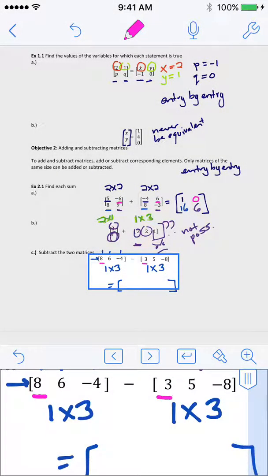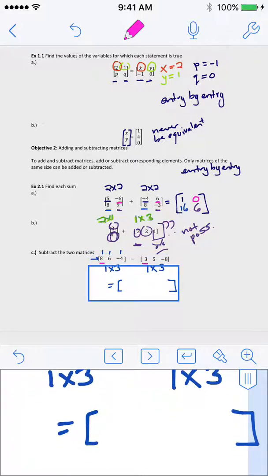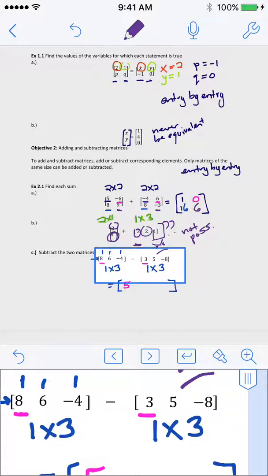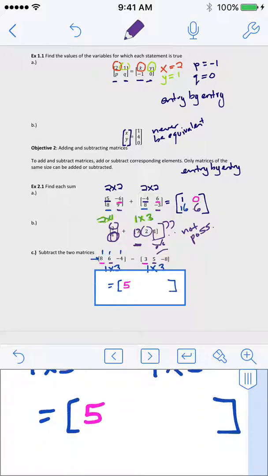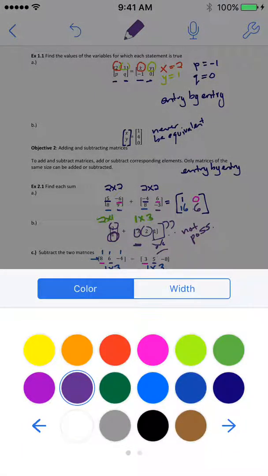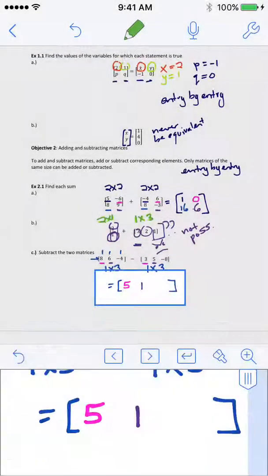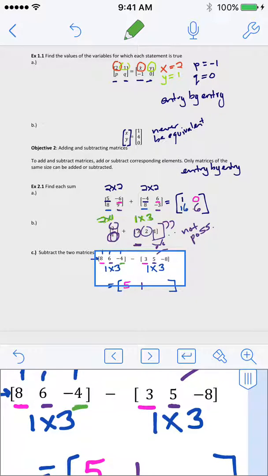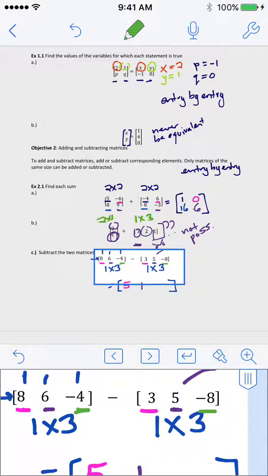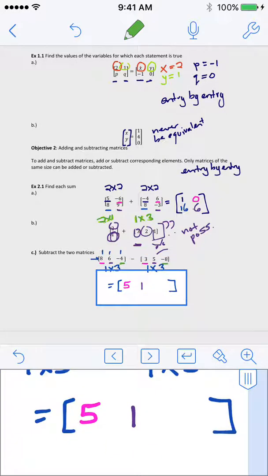We'll do this first. First row, first column, 8 minus 3 is 5. And then, let's not use blue, purple. First row, second column, 6 minus 5 is 1. And then first row, third column, negative 4 minus negative 8, or negative 4 plus 8, would give us a positive 4. And we end up with our new matrix, right?